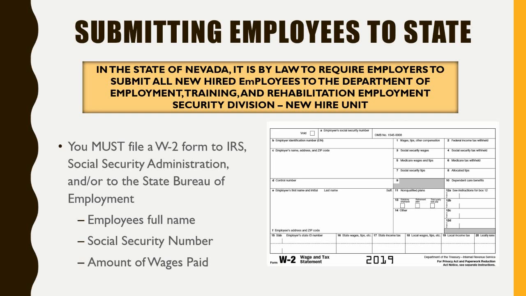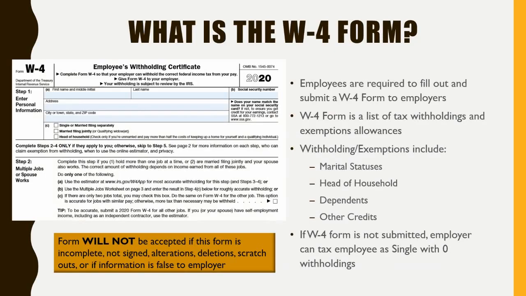So this form goes to the state so they know that you've got new employees and that they need to start preparing to expect money from you for having these employees, right? That's step number 1. Then step number 2 is, what is a W-4 form? So this is the updated one. This is the new W-4 form for 2020.